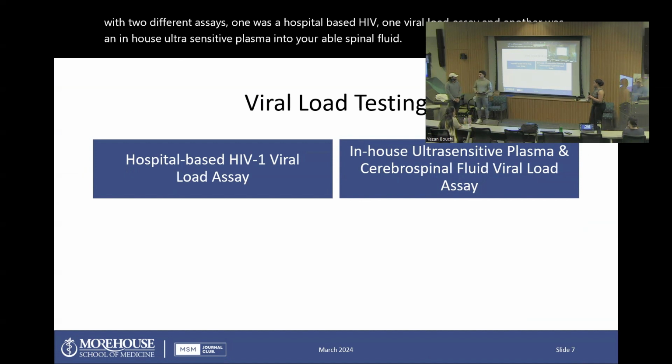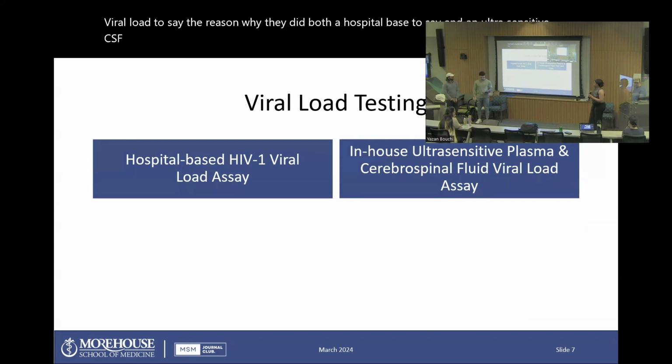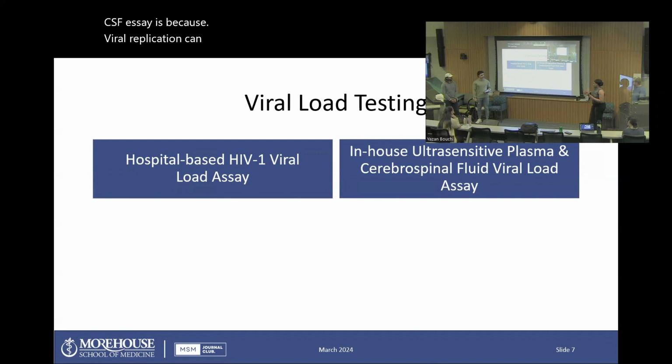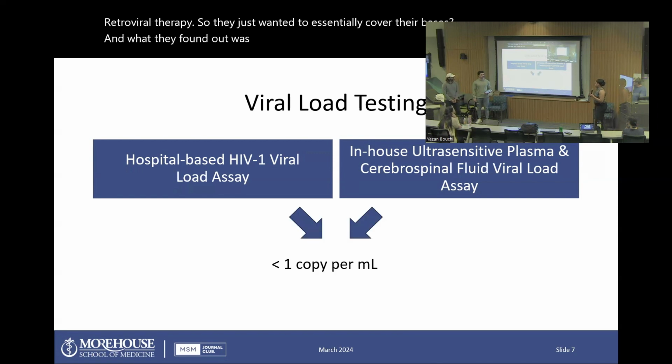The reason why they did both a hospital-based assay and an ultrasensitive CSF assay is because viral replication can occur in CSF even if a patient is on antiretroviral therapy. So they just wanted to essentially cover their bases. And what they found was that there was essentially no replication of the HIV-1 virus. There was less than 1 copy per ml.